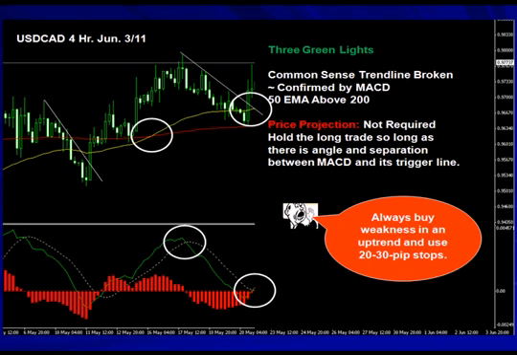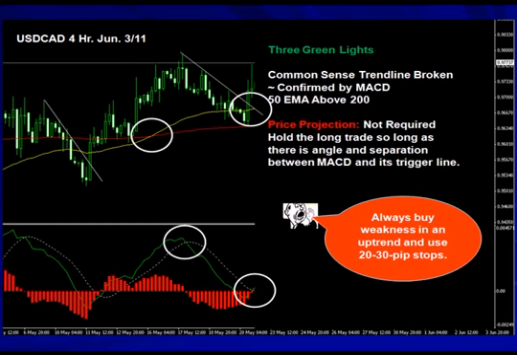Before I change slides here, I want to remind you that what we're in effect doing here is buying the weakness in the uptrend, buying the dips in the uptrend. There's a dip there. You always want to buy weakness because when you put your stop on 20 to 30 pips southward in each case, you won't get stopped out because you're buying weakness. If you buy a little bit higher and put your stop on, more than likely you're going to get stopped out.